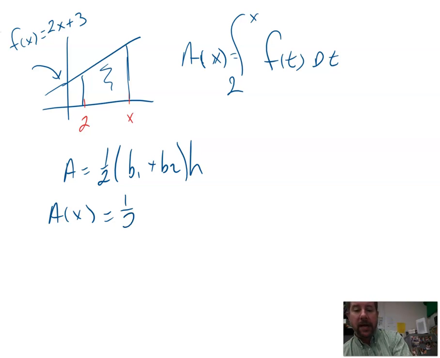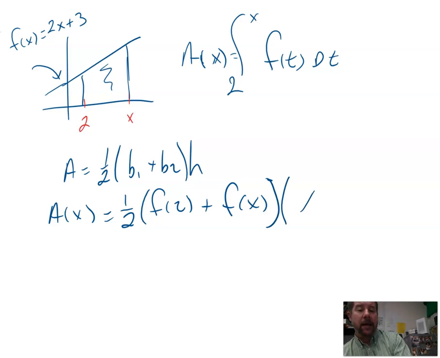So this would be 1/2. Base 1 is still going to be f of 2. Base 2, though, would now become f of x, because we don't know where we're stopping. And my height would become wherever we're at minus 2. Last time we went 5 minus 2, so my height would now become x minus 2.